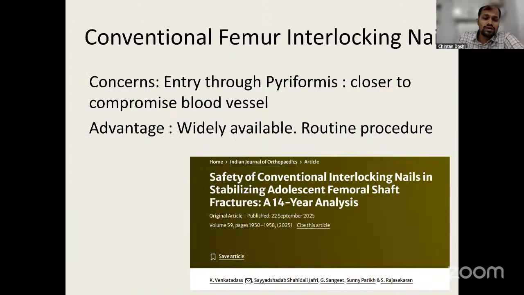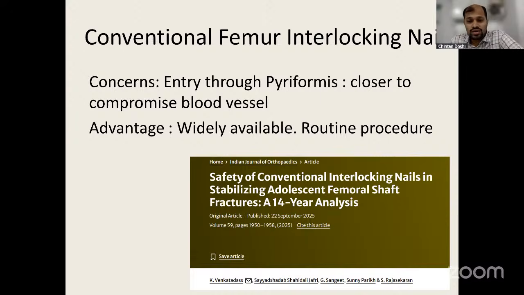Our senior doctor, Dr. Venkat Das from Ganga, has published this, because the availability of the adolescent femur nail is not so easy, as only a few companies make it. A conventional femur interlock nail in this adolescent age group does work well. The only concern is that we are going very close to the blood vessel supplying the head of the femur, because the entry of these conventional nails is through the piriformis, as it's a straight nail.